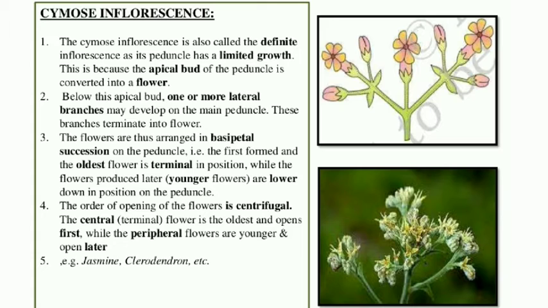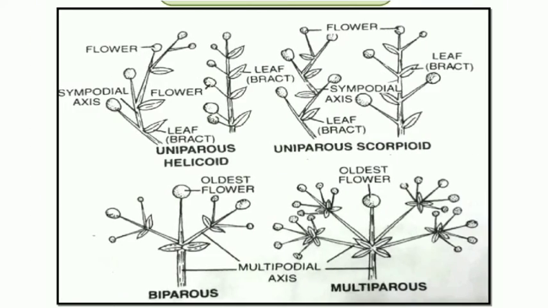So coming to the types of the Cymose inflorescence, we have three main types. One is a uniparous cyme, second one is a biparous cyme, third one is a multiparous cyme. Uniparous means one branch below one flower. Okay. So one flower, under that flower one branch will be produced. Biparous, two branches are produced below one flower. Multiparous, more than two branches will be produced below each flower.